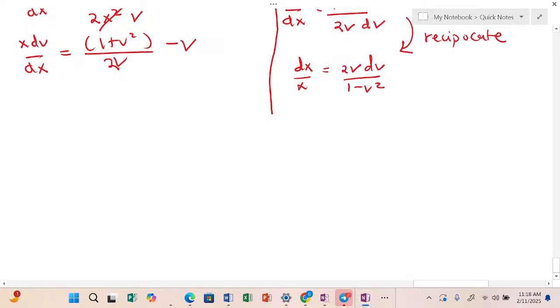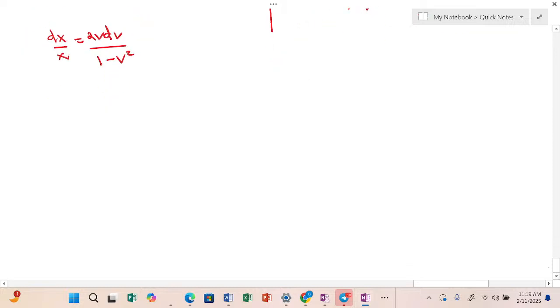We can quickly go ahead and solve our differential equation. Now we have dx over x is equal to 2v dv all over 1 minus v squared. This is our differential equation. This is now separable. So what we do now is integrate both sides. Take the integral of this and take the integral of that. When we integrate dx over x, we get ln x plus c. When we integrate, we introduce our arbitrary constant.